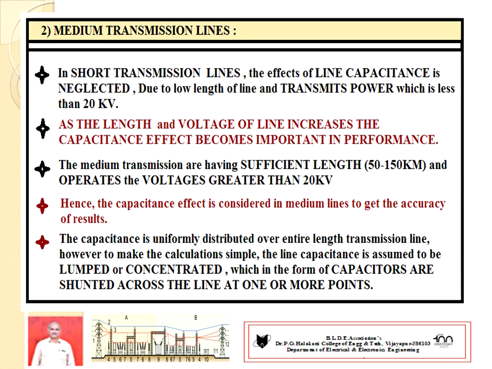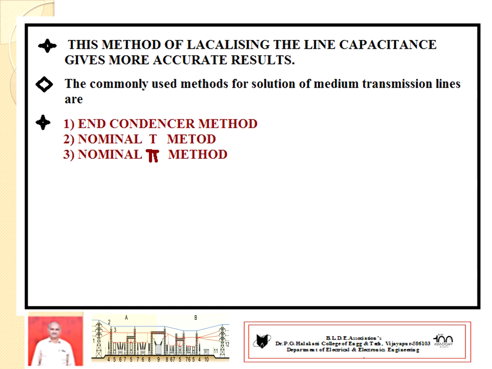We may get different methods. This method is also called localizing the line capacitance, and it gives more accurate results. Hence we have to consider the capacitance effect. So depending upon the connections of the capacitor, we have three methods to calculate the performance: end condenser method, nominal T method, and nominal pi method. We will see first the nominal T method and nominal pi method, and lastly the end condenser method.